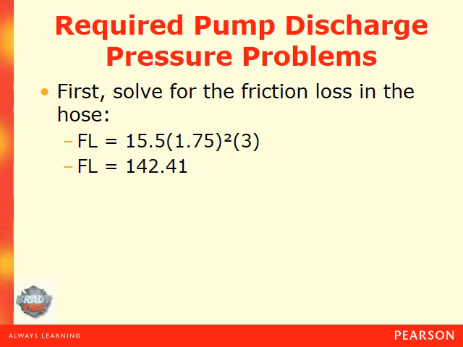So we're going to plug everything in. We again look up at our coefficient. Because remember, our problem is coefficient times GPM squared times length of hose. Again, both of those are divided by 100. So that's 15.5 times 1.75 squared times 3. So our friction loss for this problem is going to be 142.41.